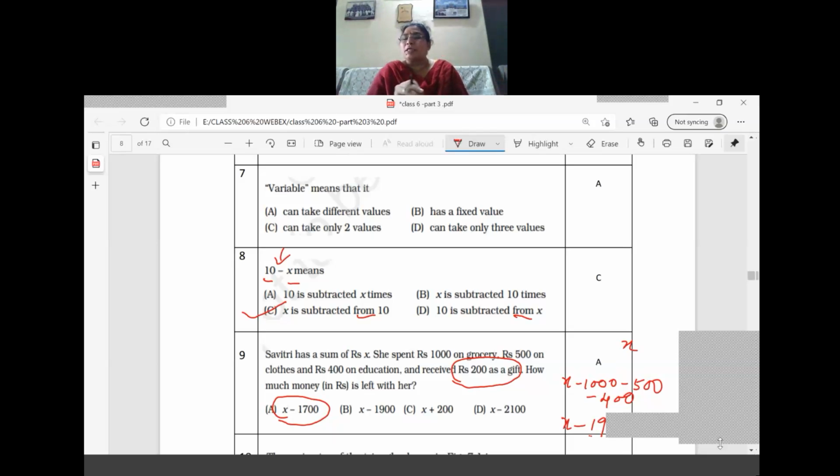Whatever we are spending will be deducted, and whatever we are receiving will be added. So after the simplification of this part, minus 1900 and plus 200, what is the result? Minus 1700 only. So which is the correct option? A, that is x minus 1700.